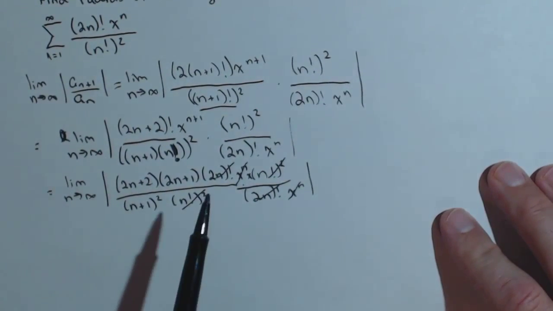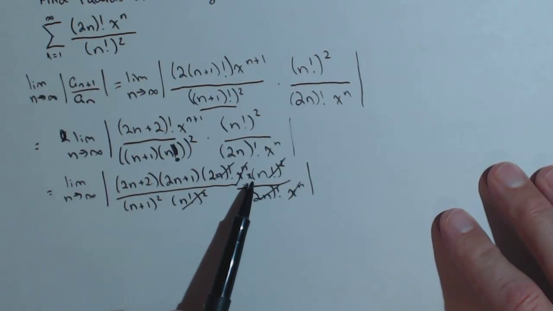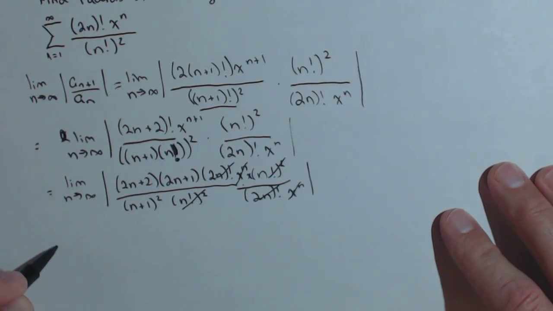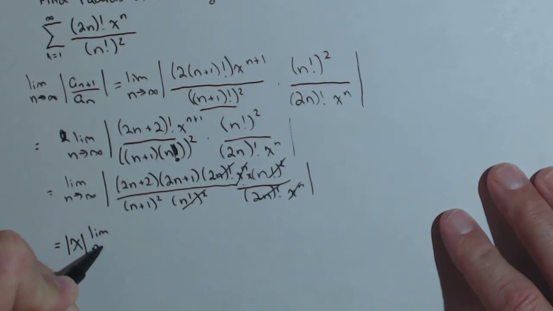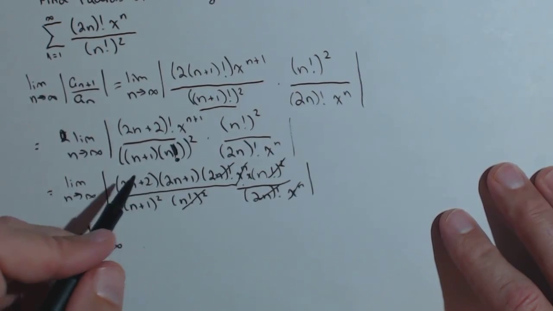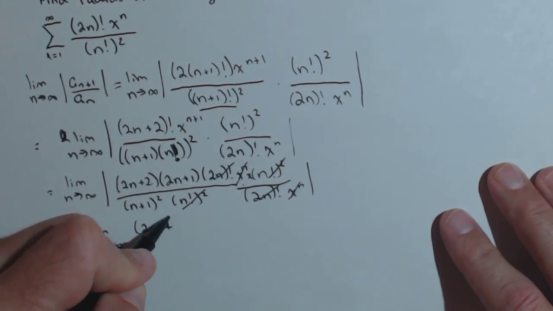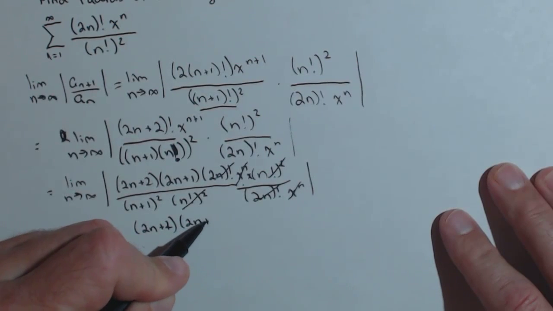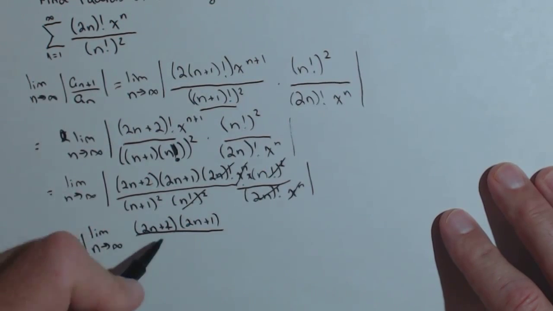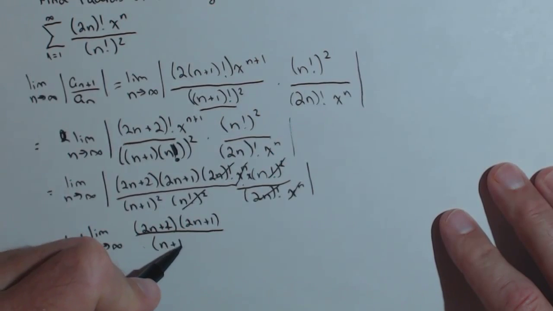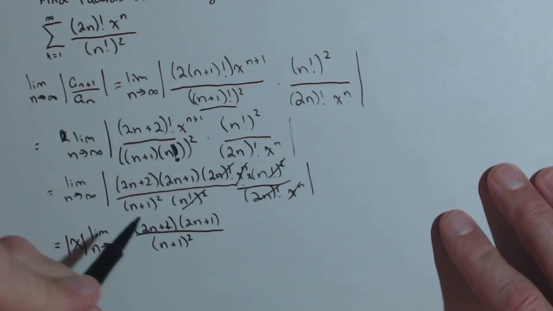The next thing we'll do is pull out anything that doesn't depend on n, which in this case is just this x. And I'm going to write it out in front of the limit. So the absolute value of x, limit as n goes to infinity. I no longer need the absolute value here because this is all going to be positive. On top, I've got 2n plus 2 times 2n plus 1 over n plus 1, the quantity squared.